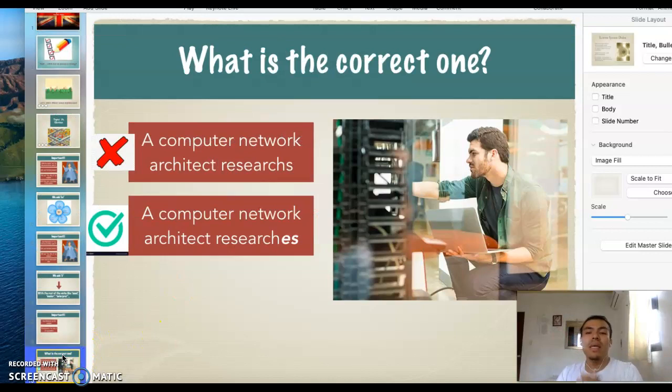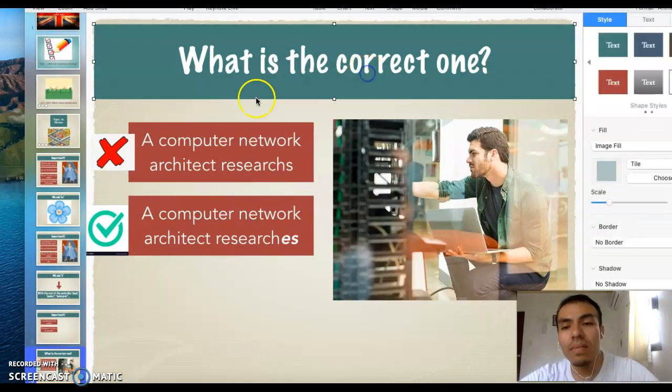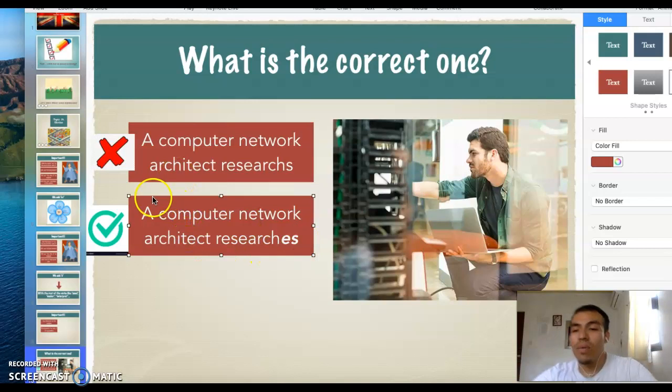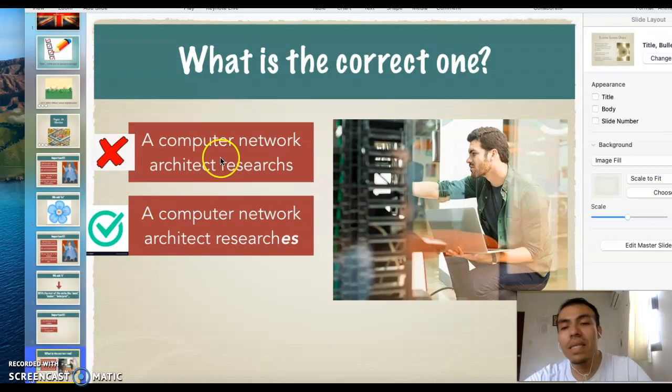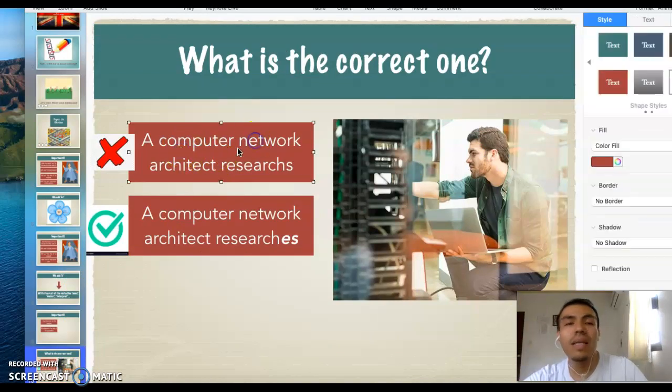So, for example, here, what is the correct one? A computer network architect researches, or a computer network architect researchs. Okay, number one, we have to pay attention to the grammar tense. In this situation, it is simple present. Number two, the subject, he, she, or it. In this case, it is a computer network architect. One person could be he or she.